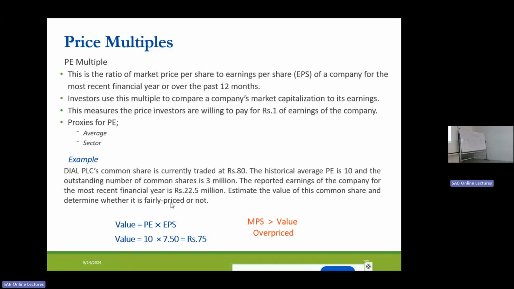Currently the company shares are trading at 80. So what has happened? It is an overvaluation. Based on the price earnings multiple, the intrinsic value is 75, but the market price is 80. So what is the market saying? It's an overvaluation, so you may not invest.